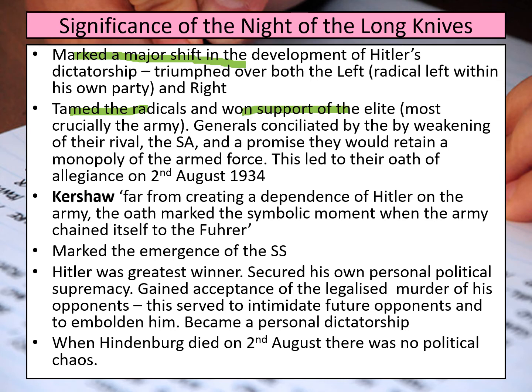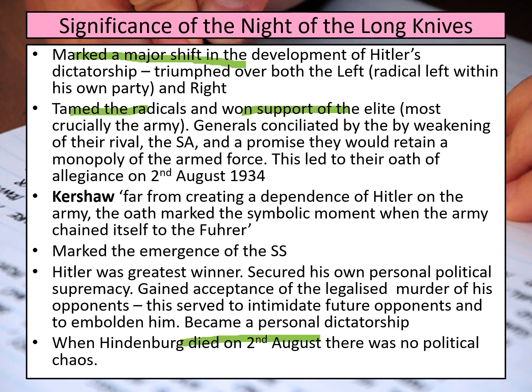But this crucially wins their support because they realise that actually Hitler is going to be loyal to them and prioritise them even above groups that have been loyal to him since the founding of the Nazi Party. And it means that when Hindenburg dies on the 2nd of August 1934, there was no political chaos. The army didn't want to remove Hitler. Instead, what they ended up doing on the 2nd of August was signing and taking an oath of personal loyalty to Hitler, not to the country like they'd done previously.